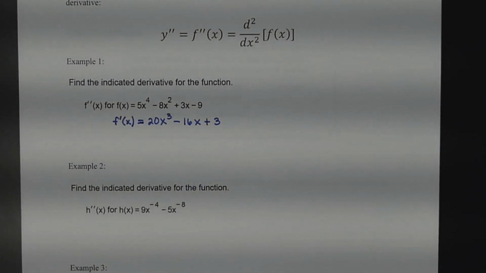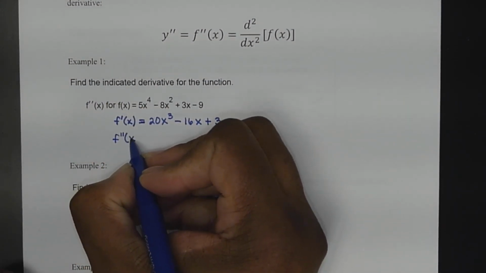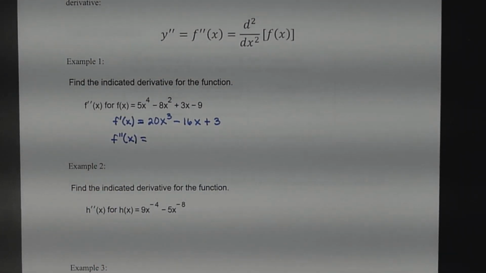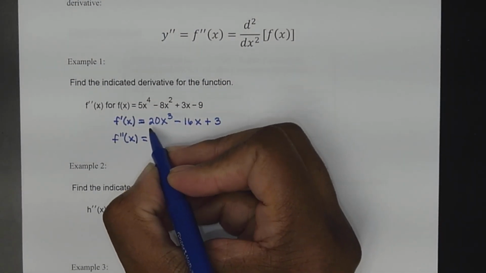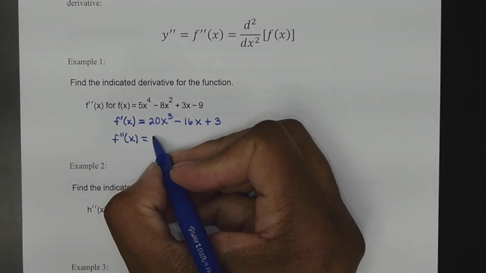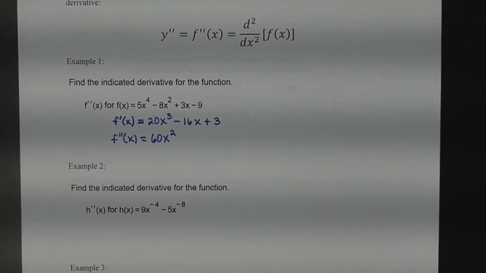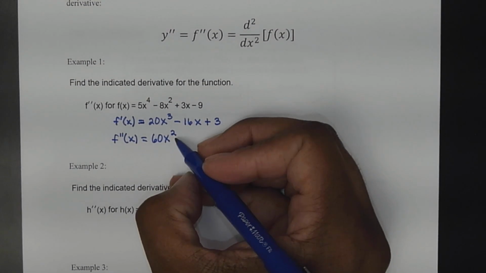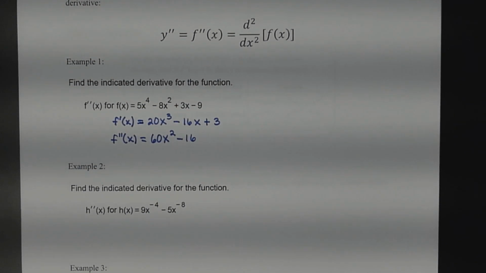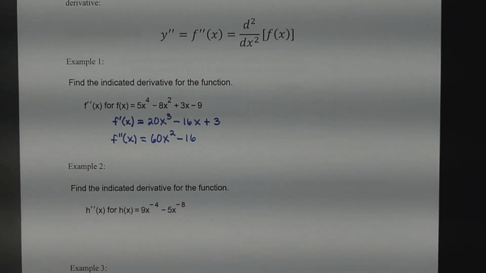Now, let's find the second derivative. Since we know what the first derivative is, we're going to find its derivative, which is f double prime of x. So here's the first derivative. We bring the 3 down, multiply by 20, that will be 60. Copy the x down to the 1 less power, so it'll be 60x squared. The derivative of minus 16x will be minus 16. So f double prime of x will be 60x squared minus 16.